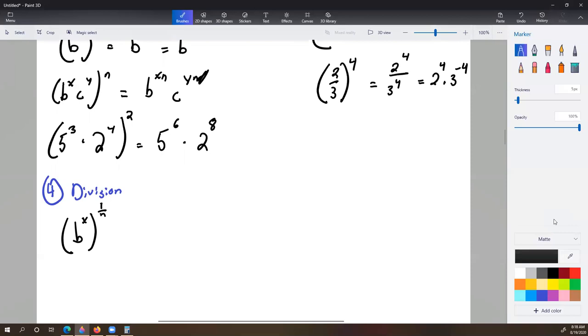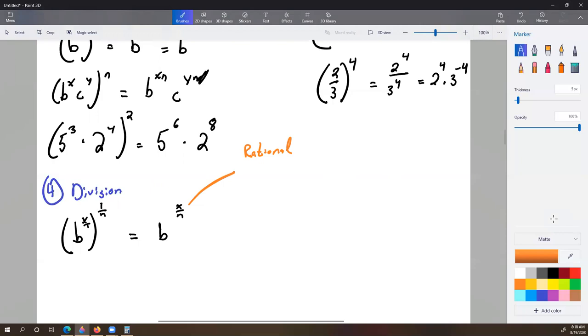Now, if you have a whole number times a fraction, that whole number is x over 1 in this case. So if you multiply a fraction, top times top, bottom times bottom, we're going to get b to the x over n. Now, the interesting thing is a lot of times people don't want to write it this way. Instead, there's a couple options here. This form here is called the rational exponent form. You have that ratio of a fraction as your exponent.